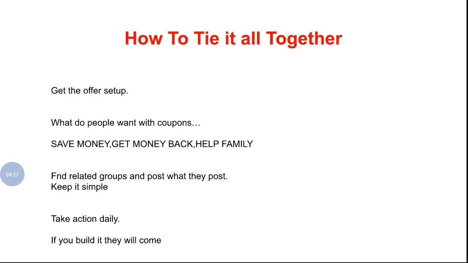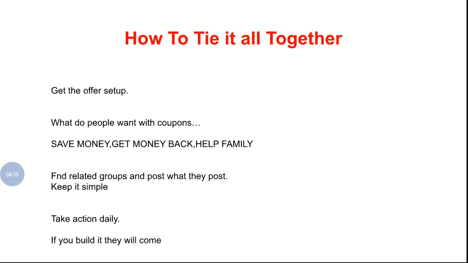Now, why do people want coupons? People want coupons because they want to save money, they want to get money back, and they want to help their family. So when you create your Facebook group, tailor the group based around these three things. When you're doing your YouTube videos, make sure the videos are based around these three things. When you're posting ads on Craigslist, make sure the ads are based around the three things. Another thing you can do is find related groups, go inside Facebook groups and other couponing groups, see what they post, and use some of their content inside your Facebook group.